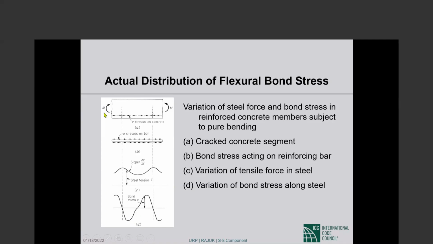So cracks, the bond stresses acting on the reinforcement, and the variation of tension along the reinforcement in the beam. The tension is the highest at the cracks, lowest between the cracks, and because the tension varies, the bond stresses vary as shown in the last picture.